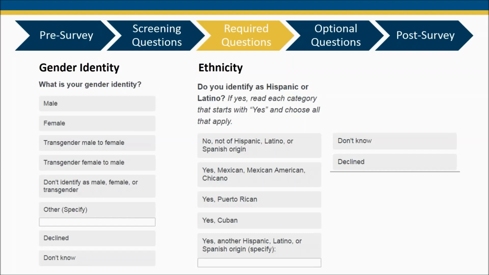For ethnicity, you will have to ask the question, do you identify as Hispanic or Latino? And if the answer is yes, you can read each category that starts with yes and choose all that apply. So it'll be these 4 selections. And as a reminder, you do not need to say don't know or declined as an option.